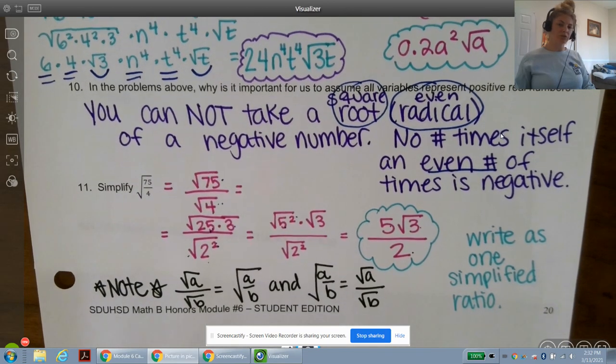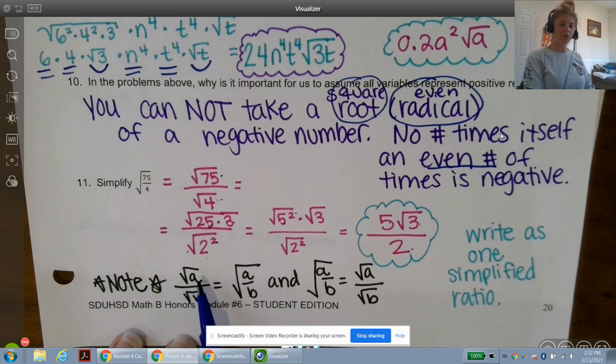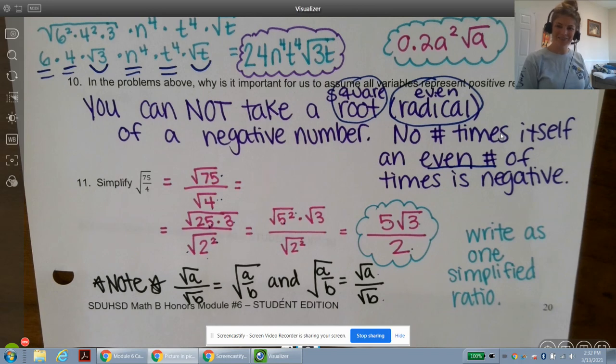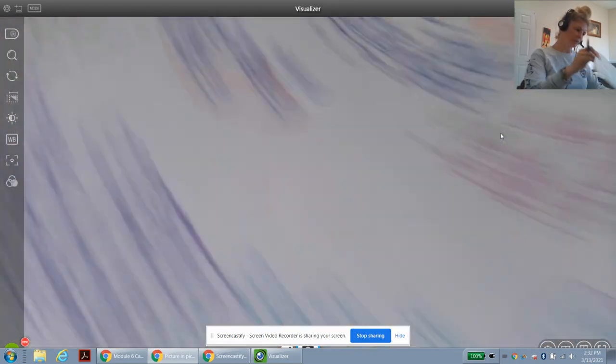So something special to note, and we're going to look into this more in detail in our next lesson, but if you have the square root of a number over the square root of a number, that's the square root of that whole fraction. And vice versa, if you have the square root of a fraction, that is the square root of the numerator over the square root of the denominator. So again, take a moment, write that down. Really important note for you.